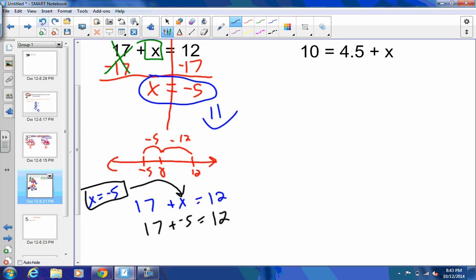So 12 equals 12, which makes us happy. So we did it right. That just shows that we did it correctly. Okay? Now let's try one more.